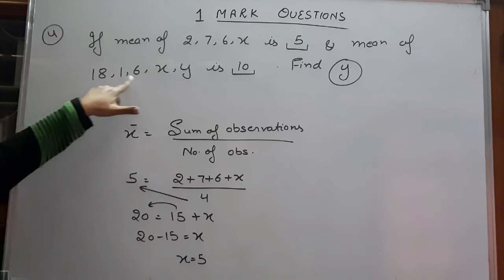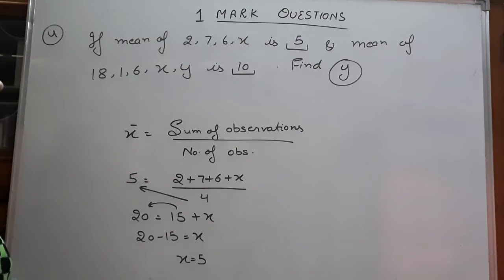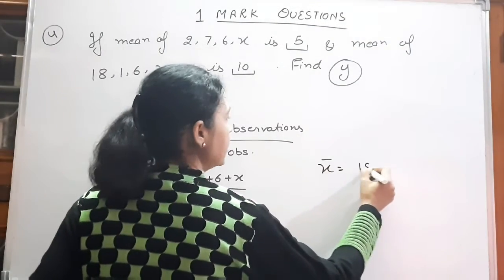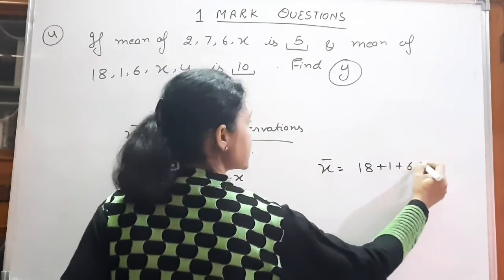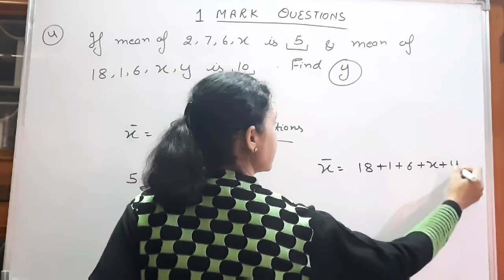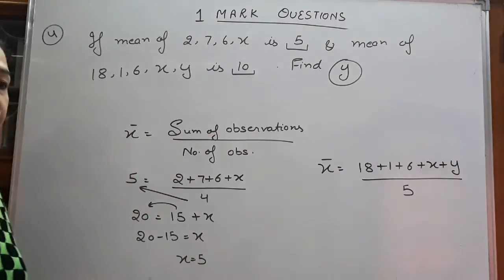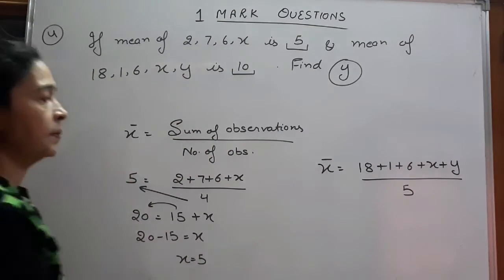Now, the mean of these 5 terms is given as 10. Another mean is 18 plus 1 plus 6 plus x plus y. How many terms do we have? 5. And the mean is given as 10.